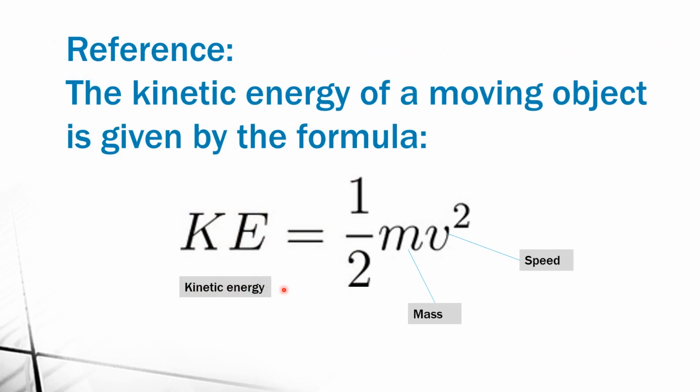Here is a reference for you. Now this is Form 4 level Physics. The amount of kinetic energy can be calculated by this formula: 1/2 times the mass of an object in kg times the speed of an object in meters per second, squared. This shows that if objects have the same speed, the one with a greater mass has a greater kinetic energy.